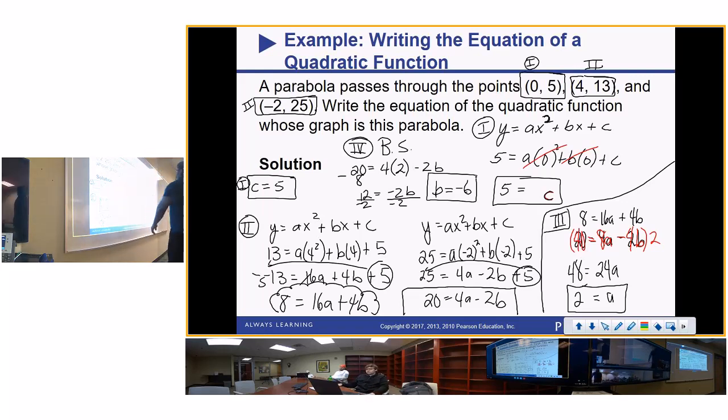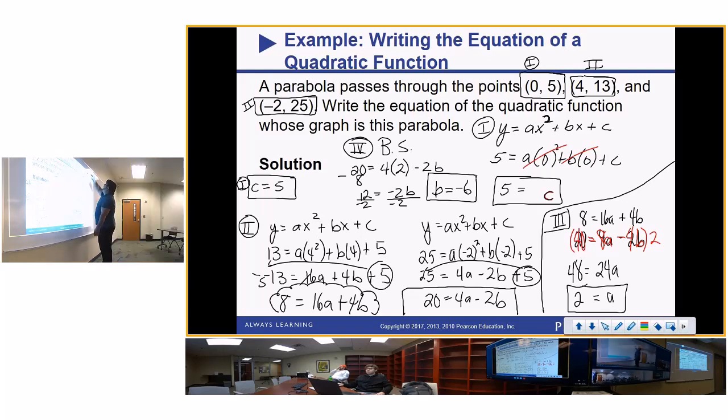So your equation, write this down, should be y, or f of x, is equal to 2x squared minus 6x plus 5. And that is your answer.